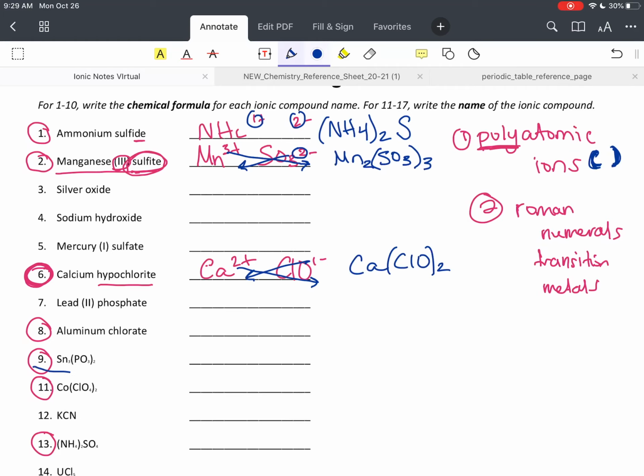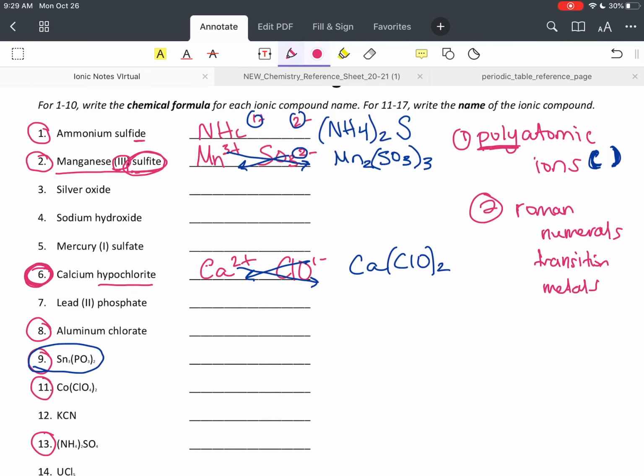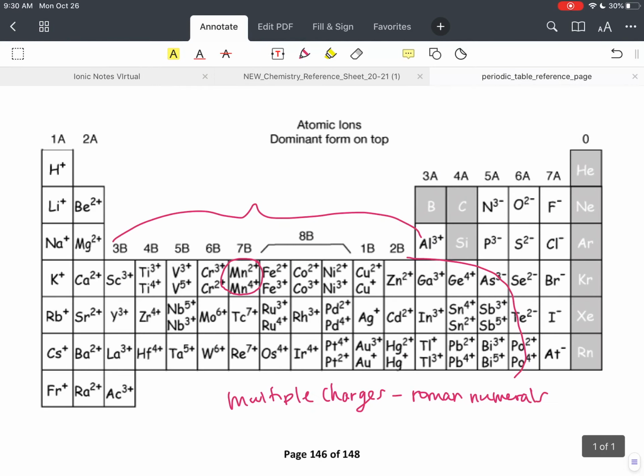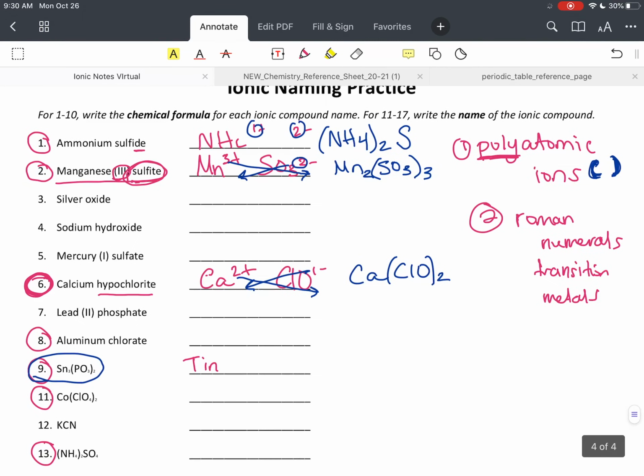Let's look at number 9 here. So I have Sn. What is Sn? What is my formula for that? Well, that is tin. So I just look on my periodic table. The Sn symbol is tin. And if I look at my periodic table, let me find tin right here. Look, I have multiple charges. So what does that mean I need to have? It means I have to have Roman numerals in my name.